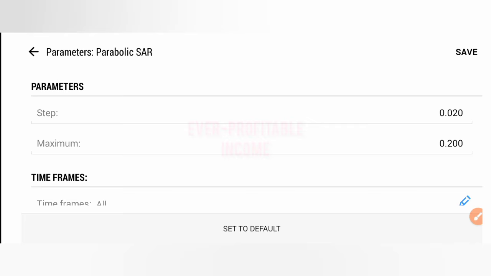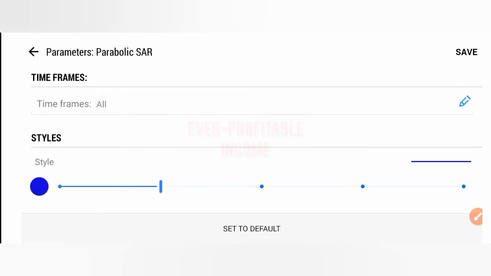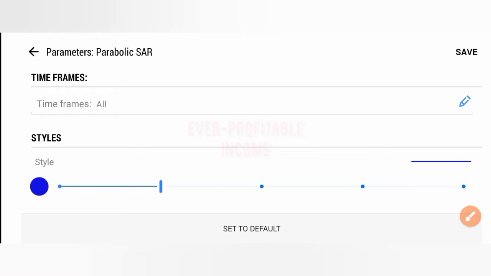So we have the parameters as step is 0.020 and the maximum is 0.200. So ensure you write it down or you just take a screenshot. Then you put the color you want right here at the style. Choose any color of your choice and then you click on save.